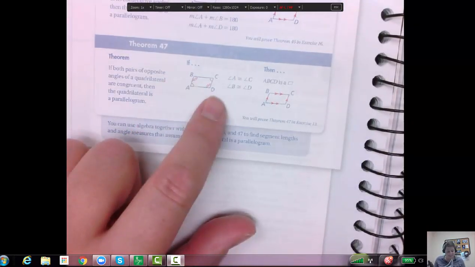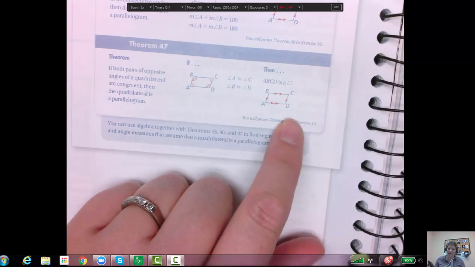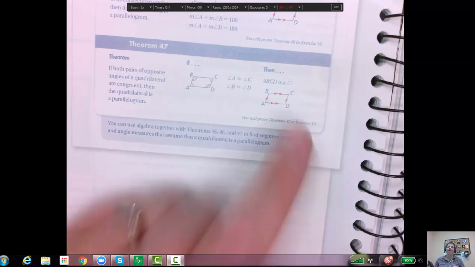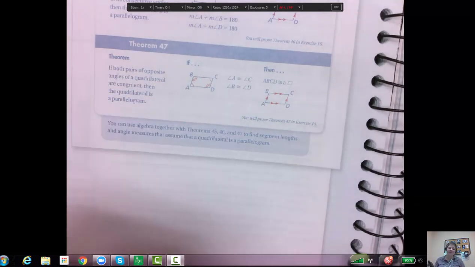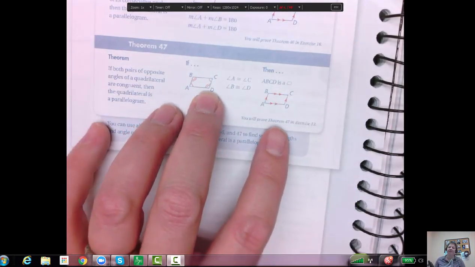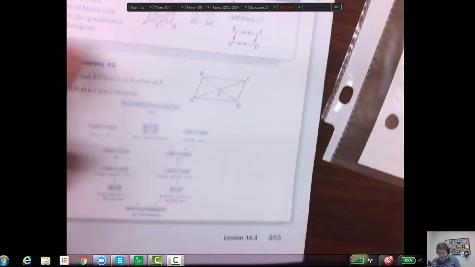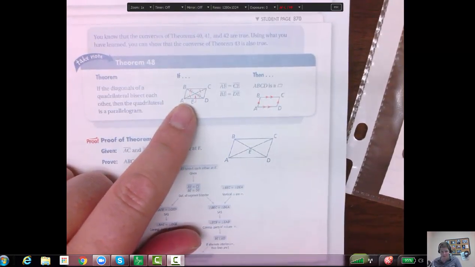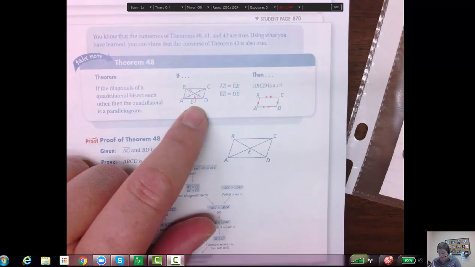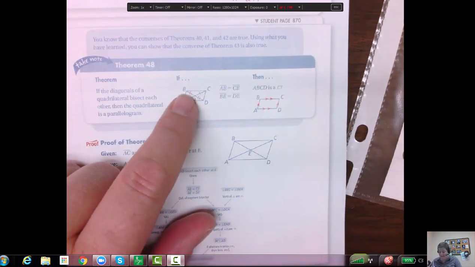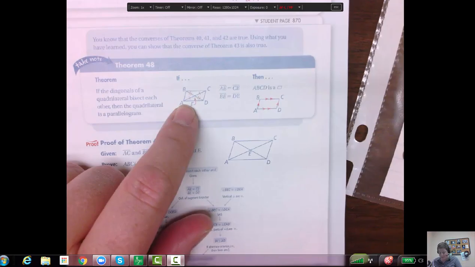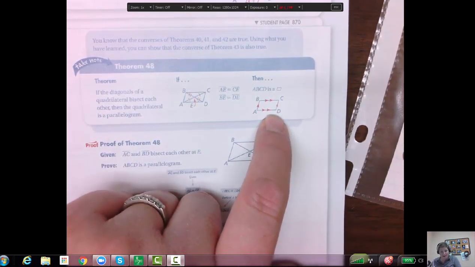This one here, theorem 47, says if opposite angles are congruent, then it's a parallelogram. And that is actually, if you think about the cut by a transversal and opposite sides, that one can be proven using those rules of parallelograms with the lines that we looked at earlier in the section. Theorem 48 says, what if we made diagonals on our parallelogram and they bisect each other? Then it's a parallelogram.